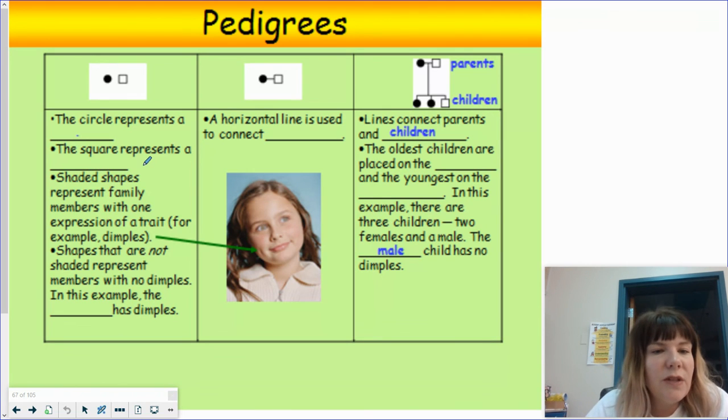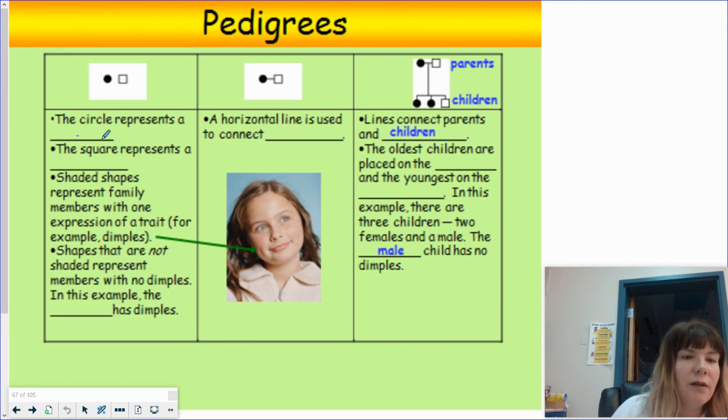And the shaded represents family with the disease or with some sort of trait. So it says here, shaded represents the expression of the trait for dimples. Shapes that are not shaded represent family members with no dimples. So in this case, the female has dimples because she is shaded in. That's what this one is saying.